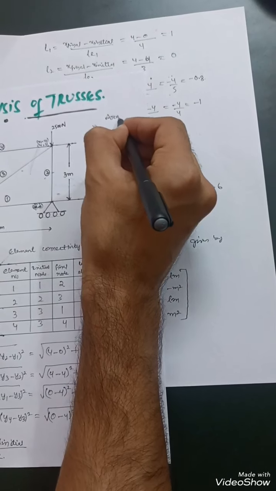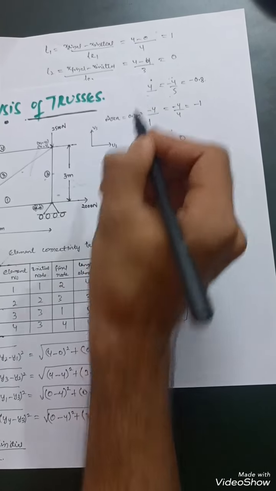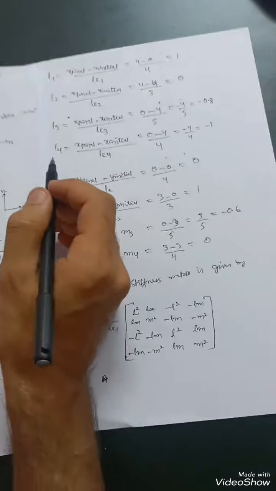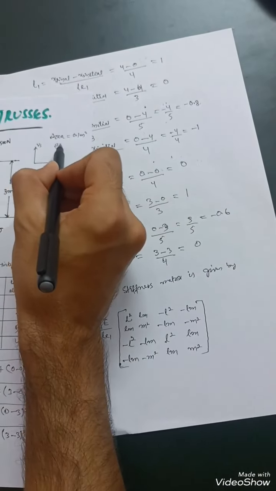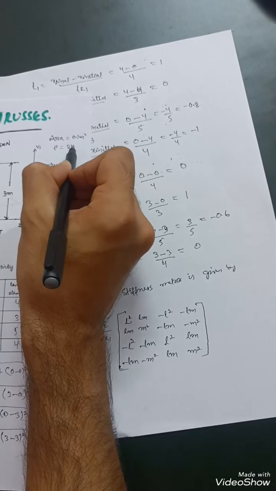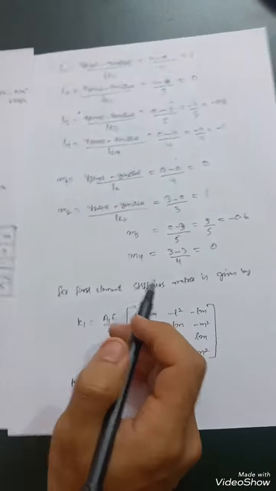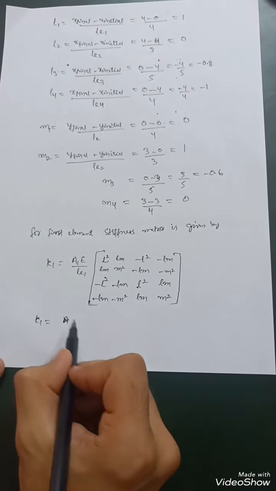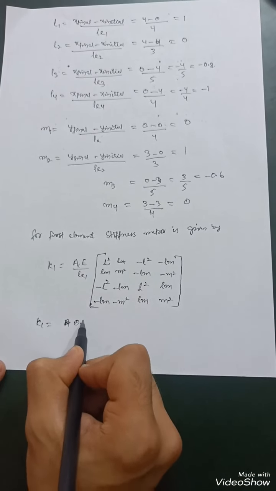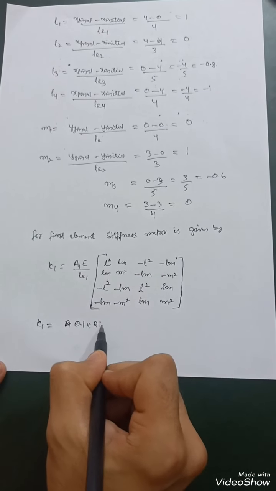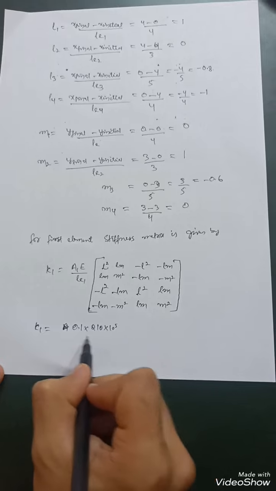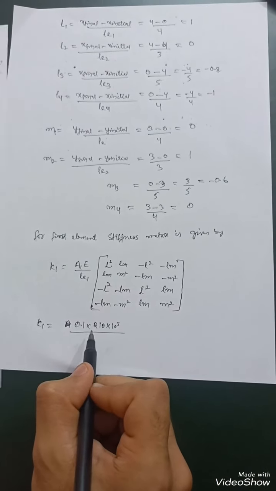So area is equal to 0.1 meter square. So A is given, and also Young's modulus is given. E is equal to 210 gigapascal. So you have to write it over here. So it will become A area is 0.1 into E, that is 210 into 10 raised power 5, upon length of element 1, it is also given.